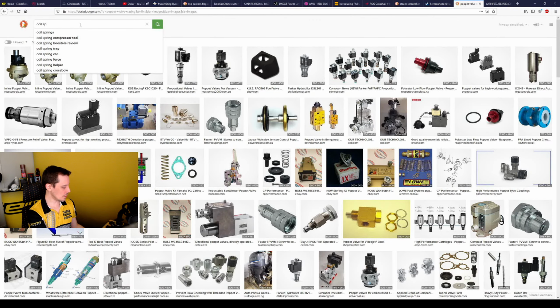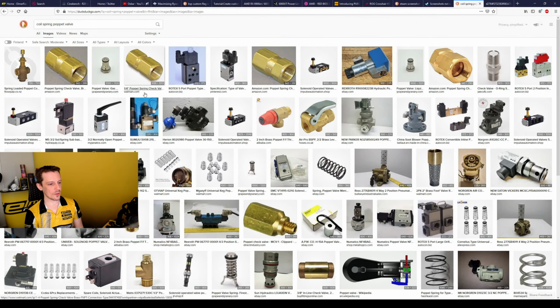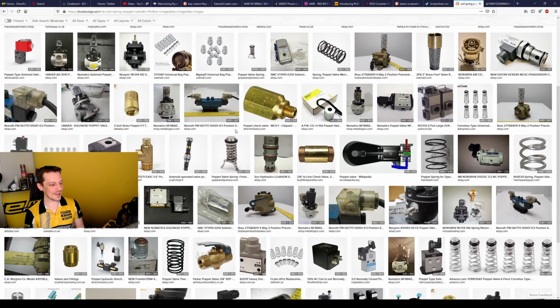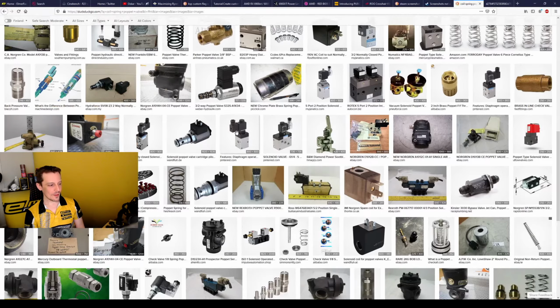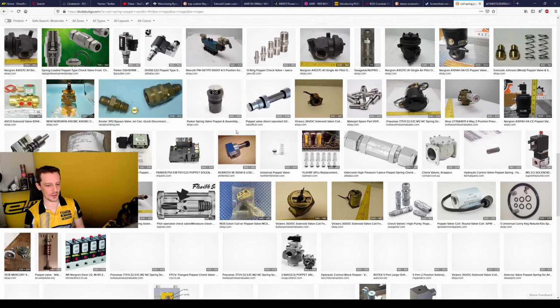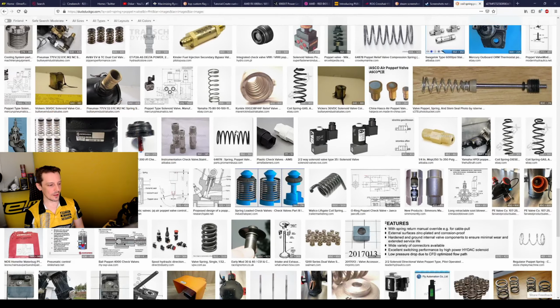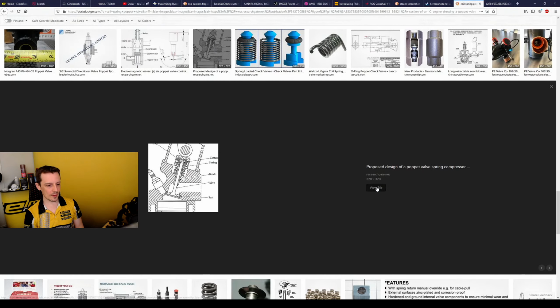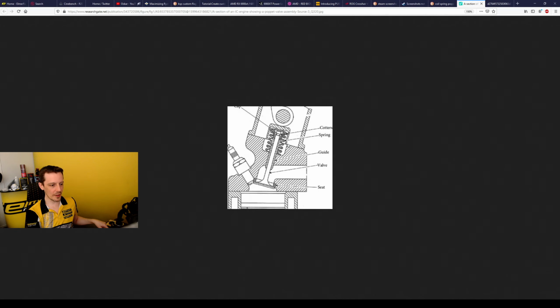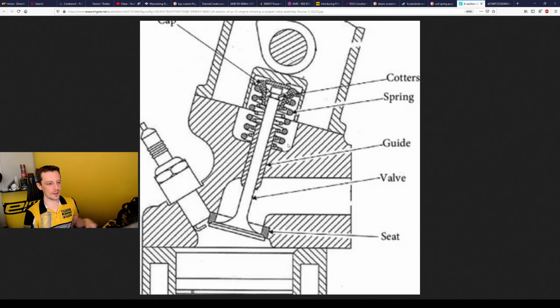So, coil spring poppet valve. Let's see if we can find some picture. Okay, so mostly industrial applications. Do we have any kind of car type thing at all? Okay, we do. Nice. This is really low resolution, but that should be fine. This is actually a good picture here.